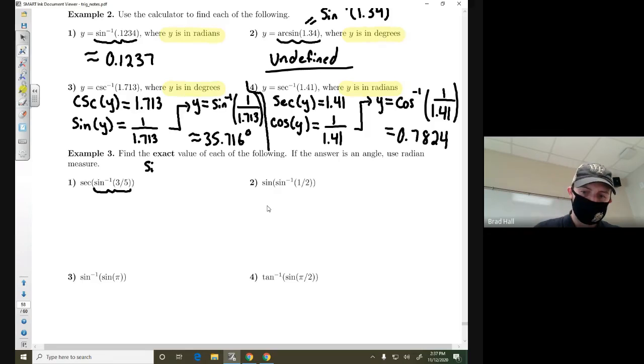So sine inverse of 3 over 5 is equal to y. This is what we did in the last section. This is the same thing as, actually, sorry, not that: sine of y is equal to 3 over 5. And the reason it's important to format it that way is because sine is opposite over hypotenuse. So we're going to be drawing a triangle.